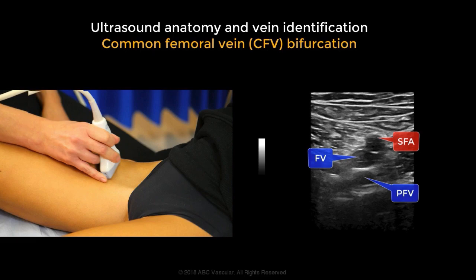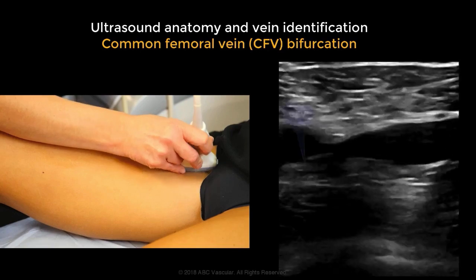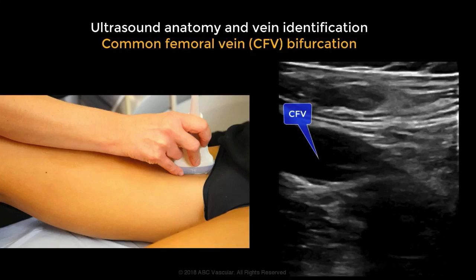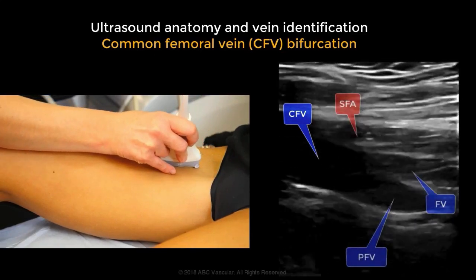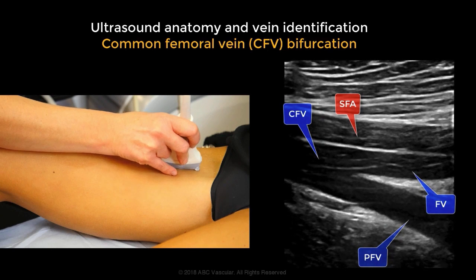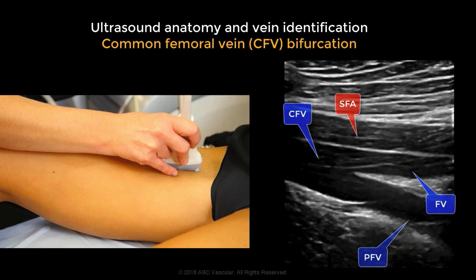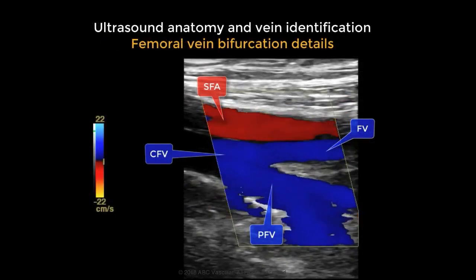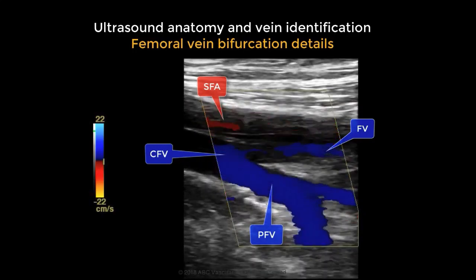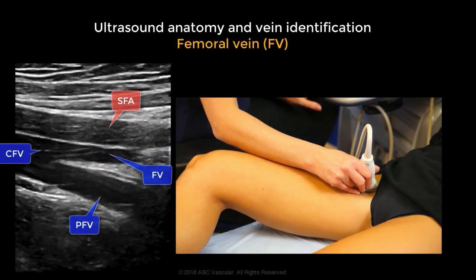By moving the transducer back to the groin using a longitudinal view, we can better appreciate the anatomy of the femoral bifurcation. Again, we can see the common femoral vein here that divides into the femoral vein and profunda femoral vein. You can see that the arterial bifurcation has already divided, and we can see that the common femoral vein is just posterior to the superficial femoral artery. You can probably better appreciate this using color flow. You can see that the venous femoral bifurcation is more distal compared to the arterial bifurcation.